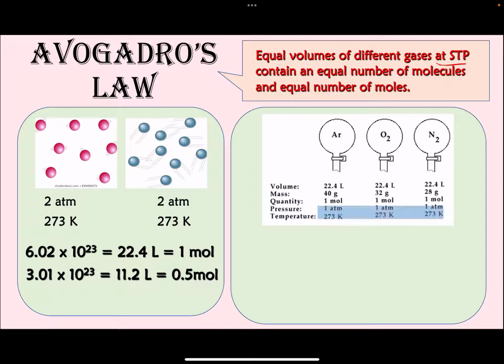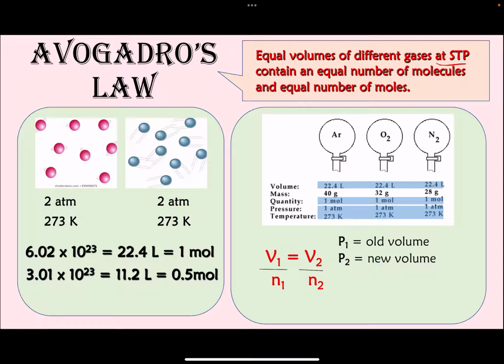So let's look at this example over here. We have these 3 gases. We notice that their pressure and temperature is the same. They all have 1 mole, so their volume is also going to be the same. The equation that we use for Avogadro's law is V1 over N1 equals V2 over N2. This one is not given anywhere, so you're going to have to memorize this one. So remember that N1 and N2 are the number of moles of gas 1 and the number of moles of gas number 2.